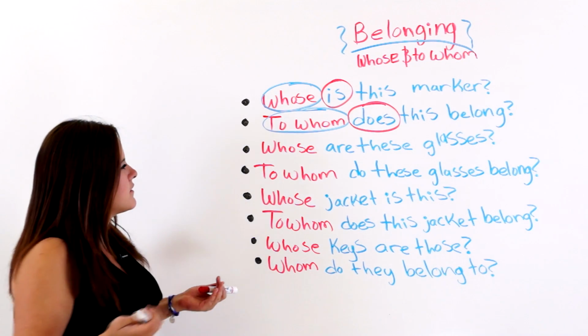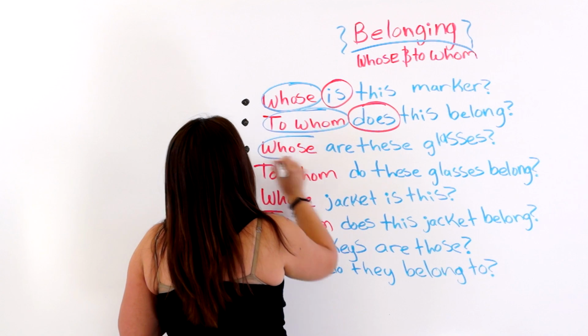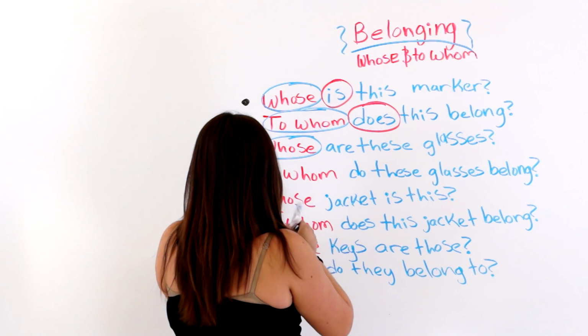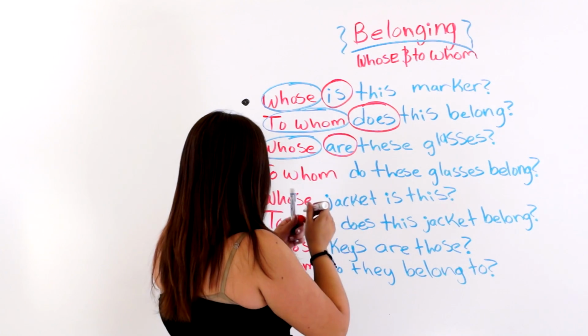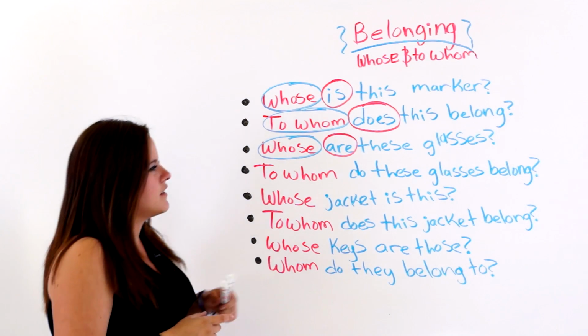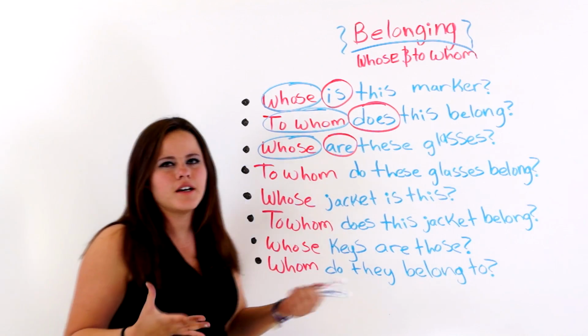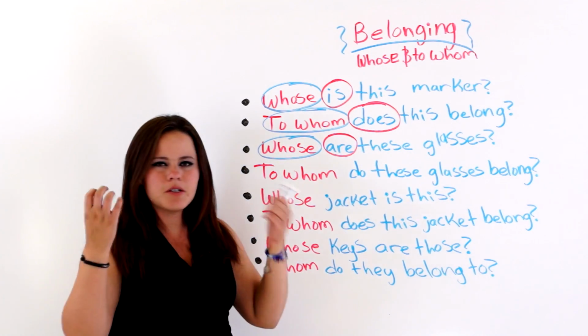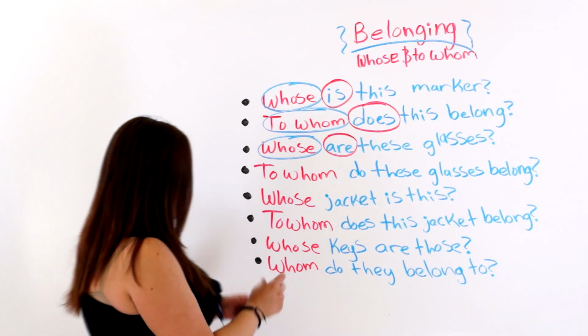Whose are these glasses? Whose are these? You notice again right here, when you use whose, you go straight to the verb be, okay? Whose are these glasses? And then the object. Or whose are these? If you have them in your hand, you're like, whose are these? Whose are these, okay? Next one.